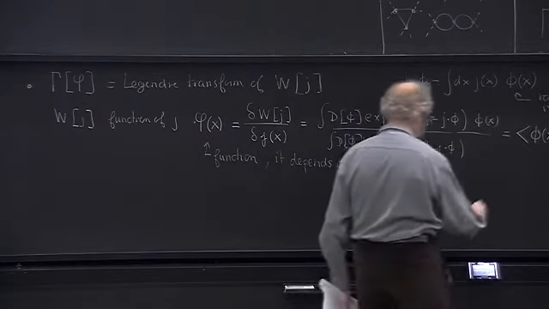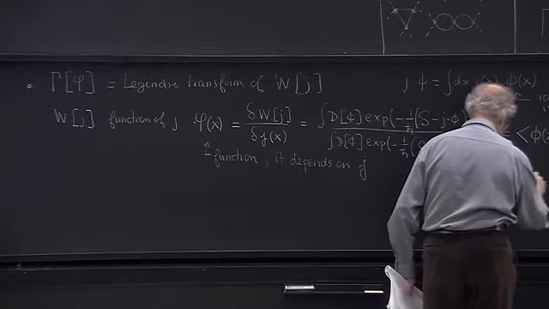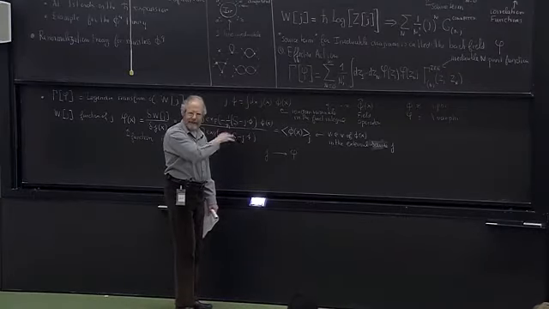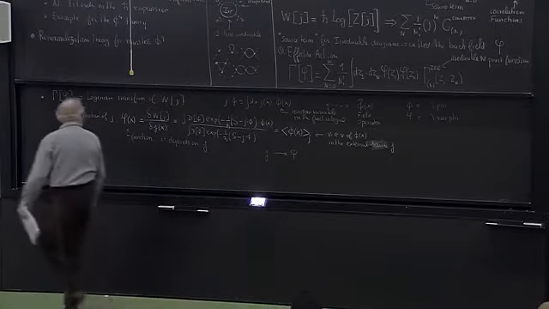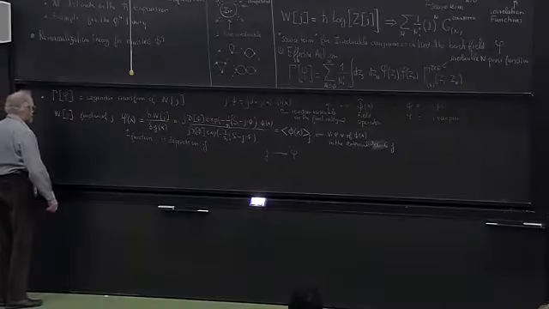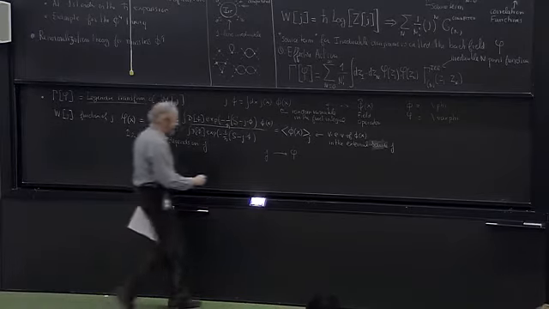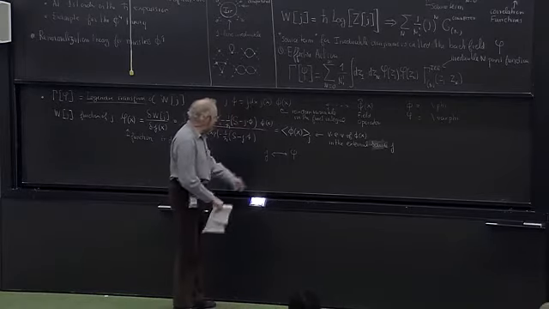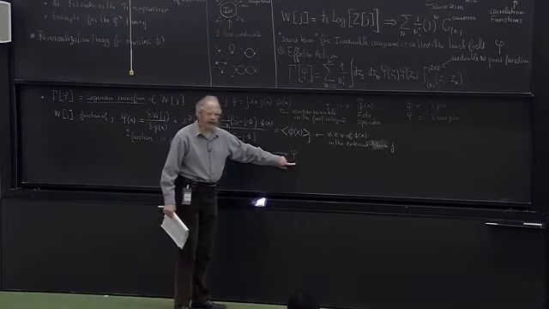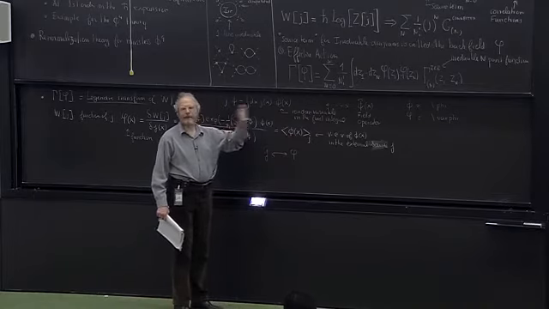Since you have a mapping, let me write it here. We have a mapping from G to phi, which is a mapping in the space of functions, not in the space of numbers. Okay. So now, what is a Legendre transform? The Legendre transform here is defined simply by inverting this mapping. Assume that instead of assuming that phi is a function of G, we treat G as a function of phi. So we make a change of variable in a space of functions.